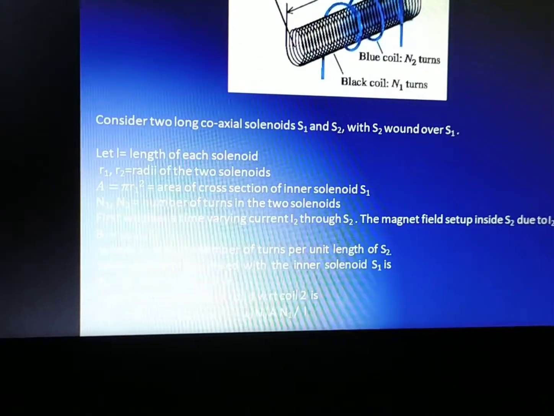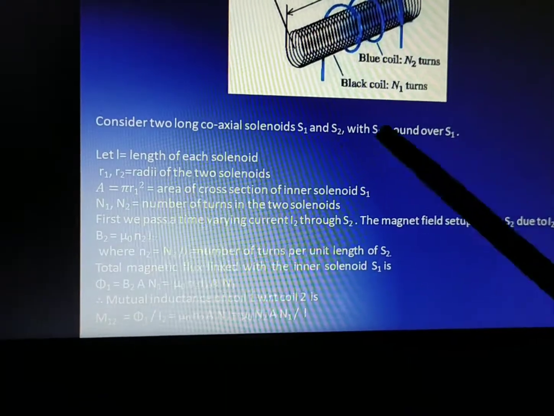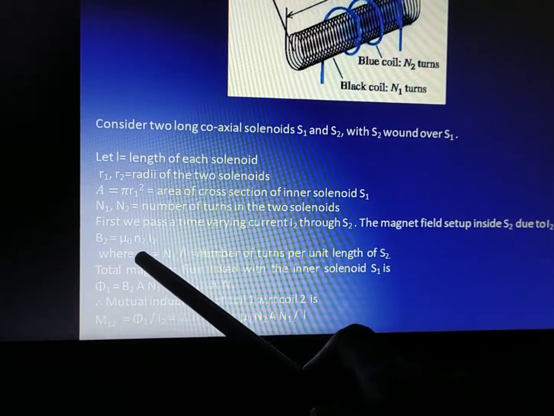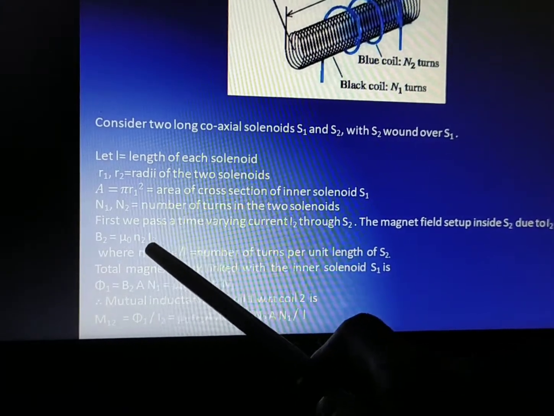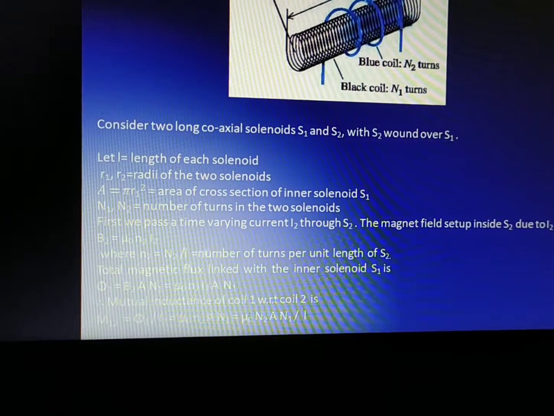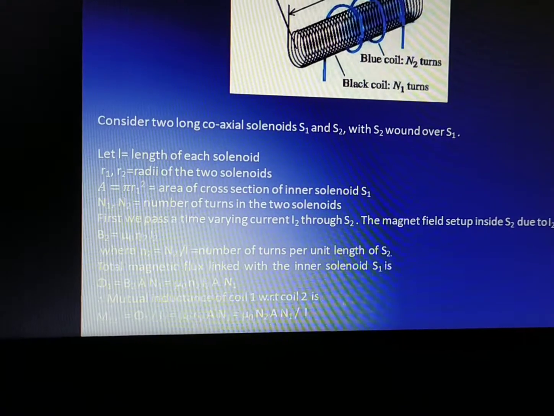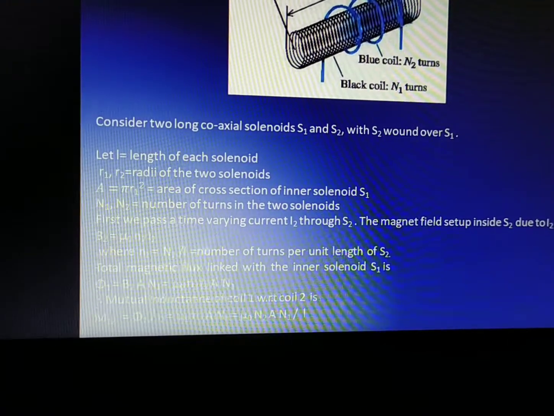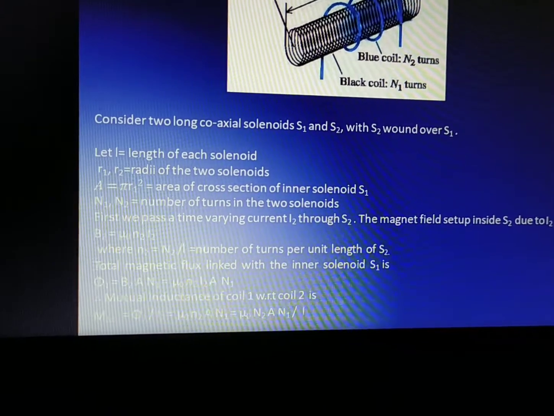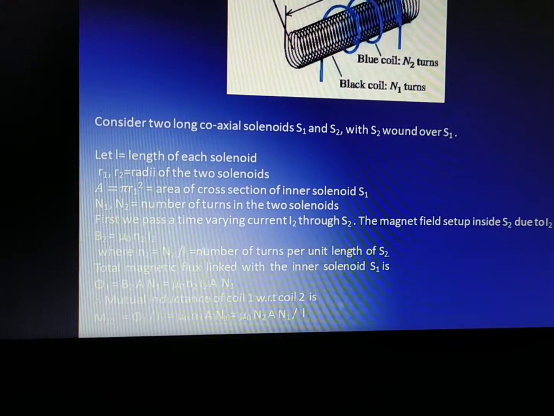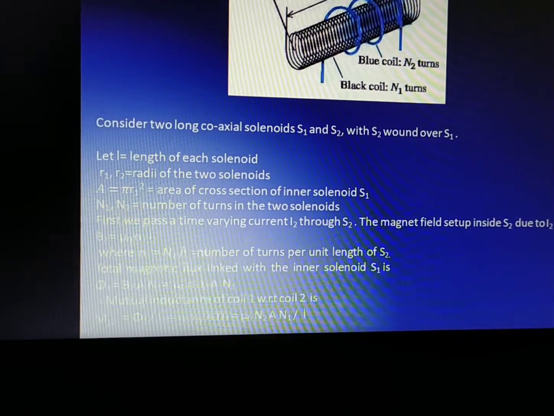As you can see, the value of the magnetic field linked with coil S2 is B2 equals mu naught N2 I2. This formula we already know from the previous discussions. What is N2 here? N2 is the number of turns per unit length. We are talking about coil number 2, so we will take the number of turns of coil number 2 only.